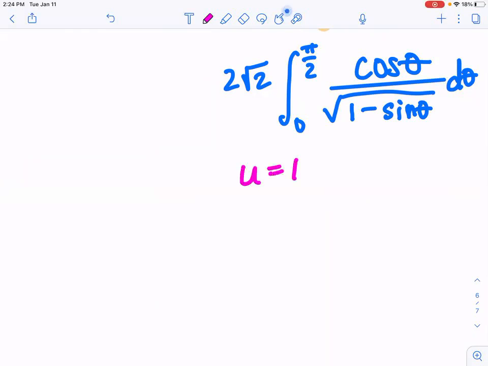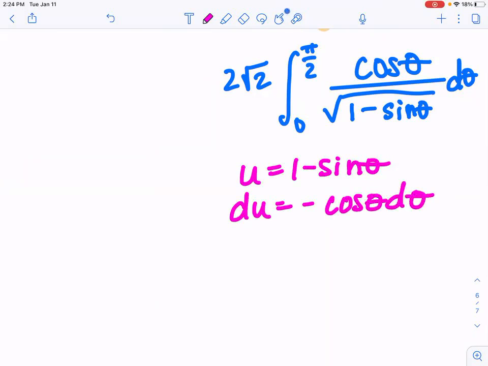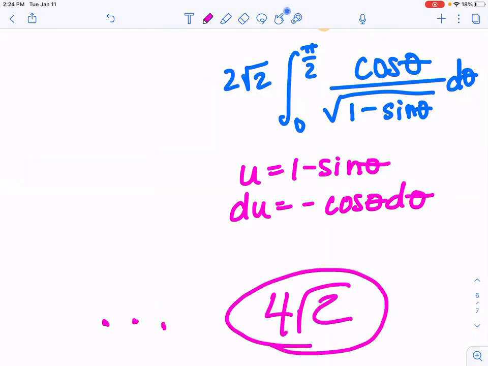So u is 1 minus sine theta. Du is negative cosine theta d theta. And then we go from there. Or radical 2 ends up being your answer.